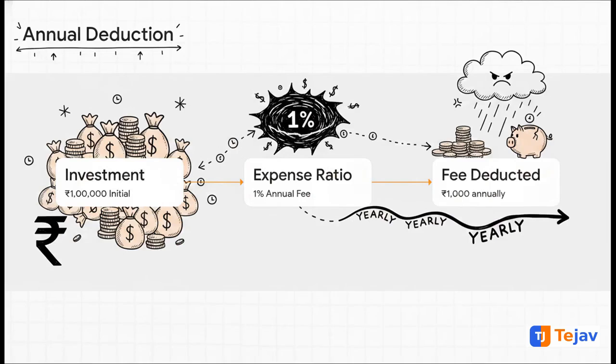Now watch how this flow works. You've got your 1 lakh rupee investment. The fund charges a 1% expense ratio. That means 1,000 rupees is deducted annually as fees. 1,000 rupees out of your 1 lakh every single year. Now, 1,000 rupees doesn't sound like a total disaster on day one, but there's a major catch.